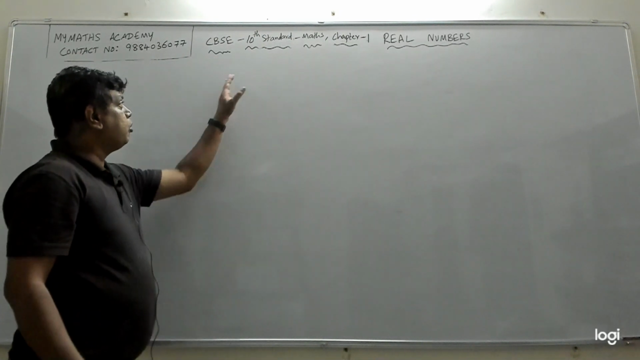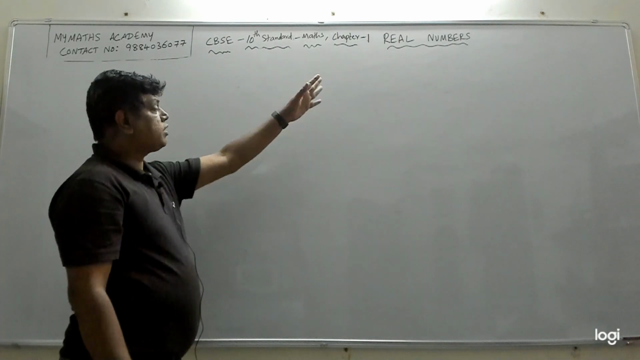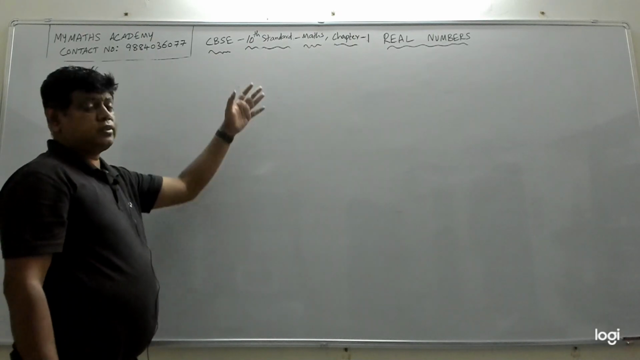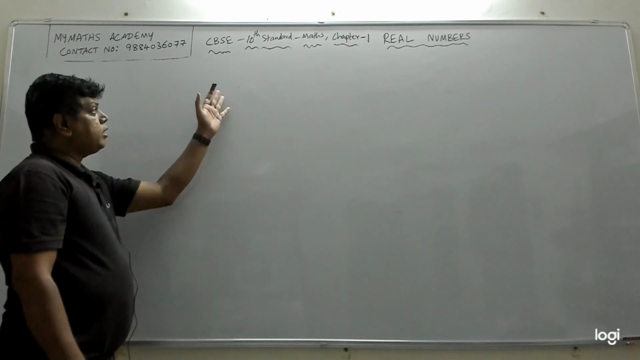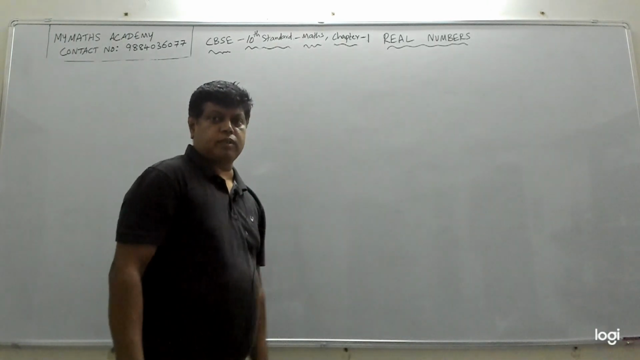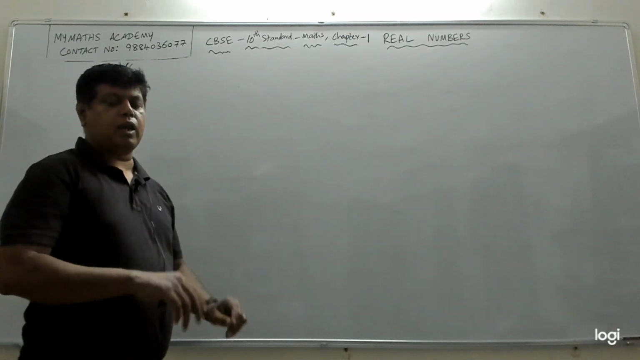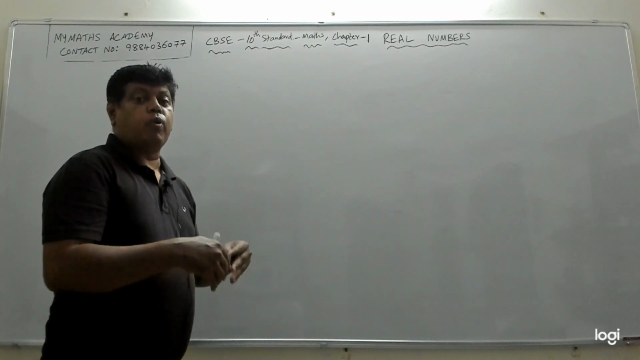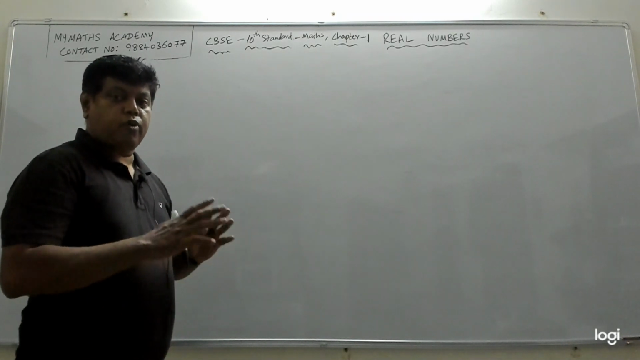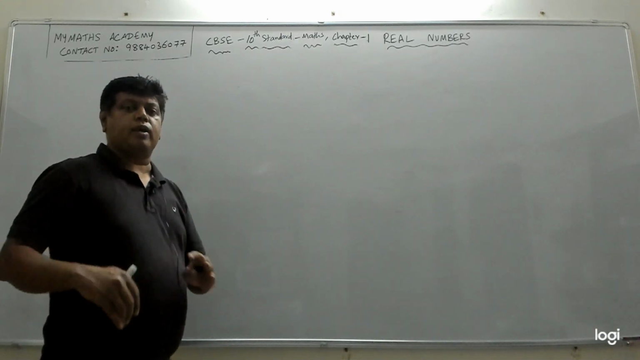In this video, we'll start with the chapter Real Numbers, which is the first chapter for 10th standard CBSE Mathematics. Before we get on to the chapter Real Numbers, we need to understand what a real number is. Before that, we'll talk about other sets of numbers that we have in mathematics. Then we will go to what is a real number.